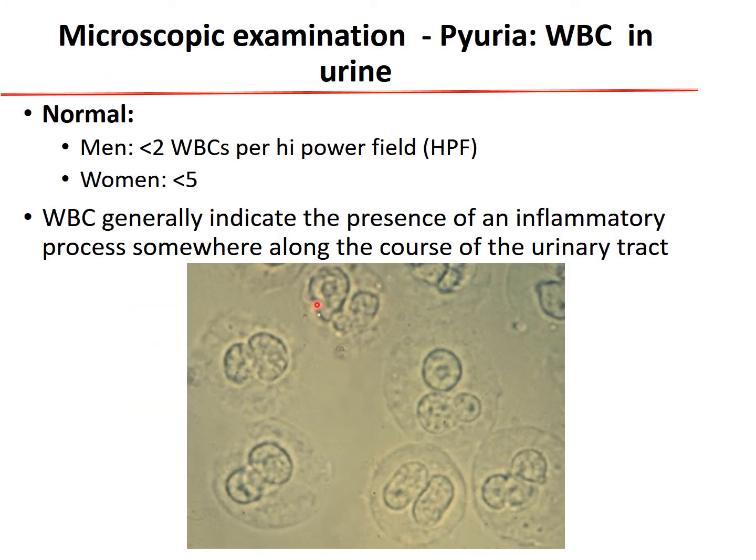Microscopic examination, pyuria: when we do have white blood cells in the urine. Normally, we have in men less than 2 white blood cells per high power field, in women less than 5. The white blood cells generally indicate the presence of an inflammatory process somewhere along the course of the urinary tract. Looking at the pictures, you can see the granulocytes here.